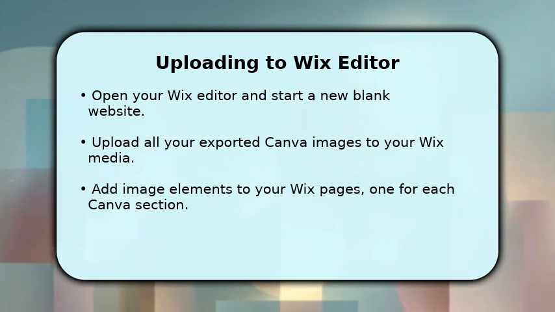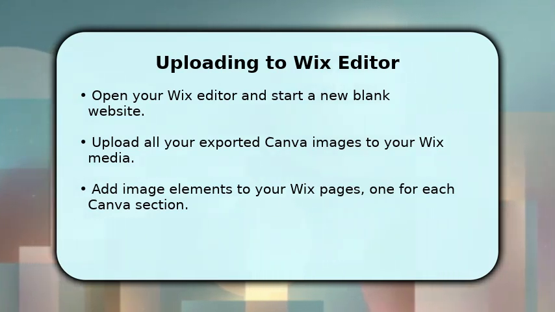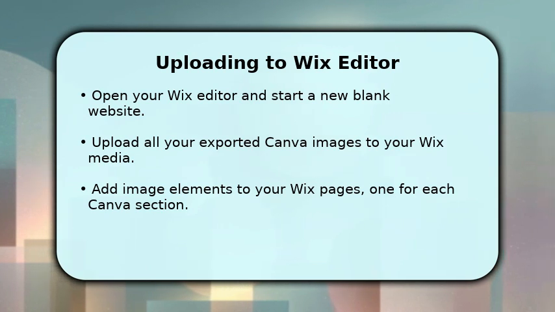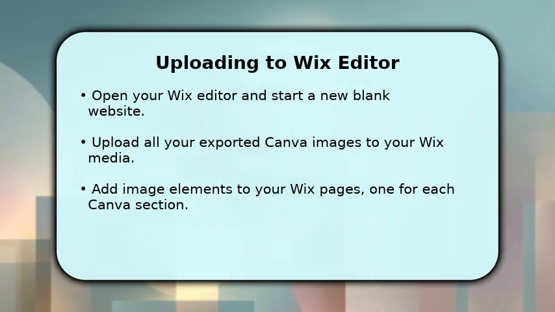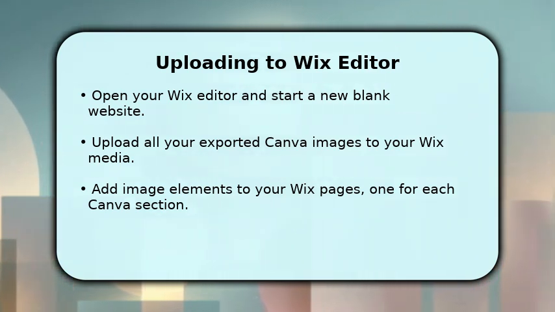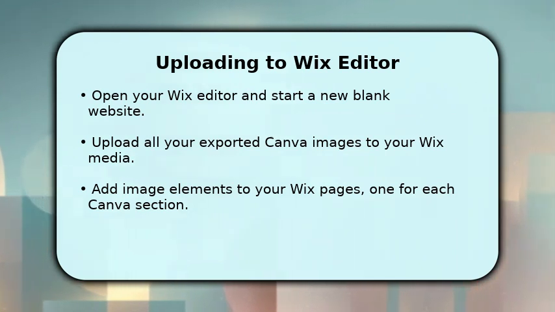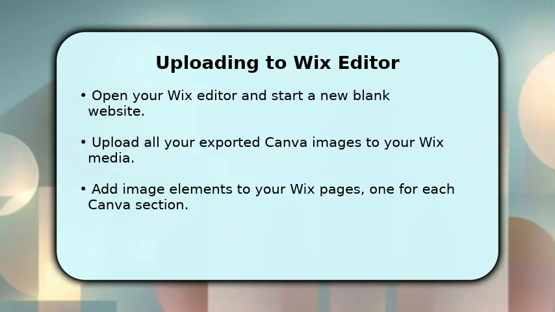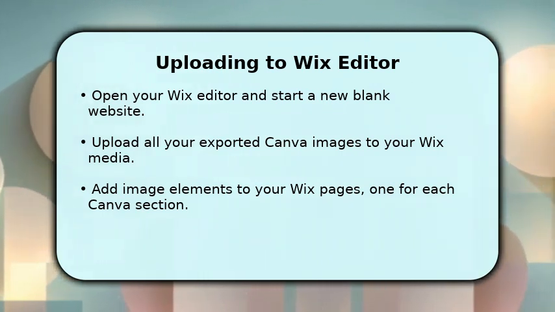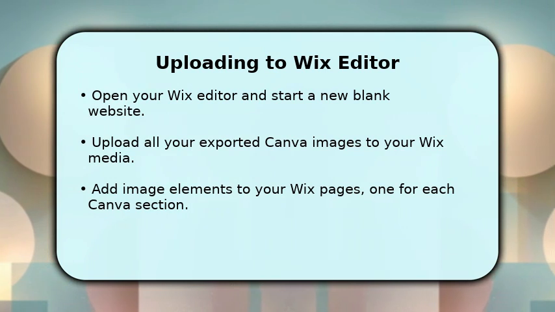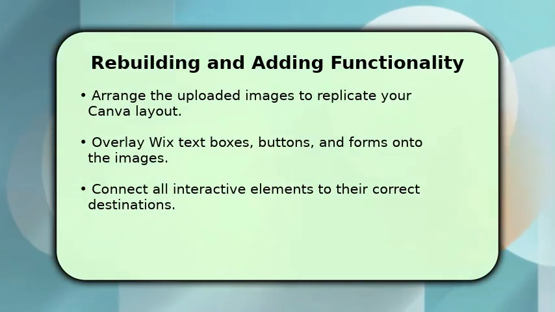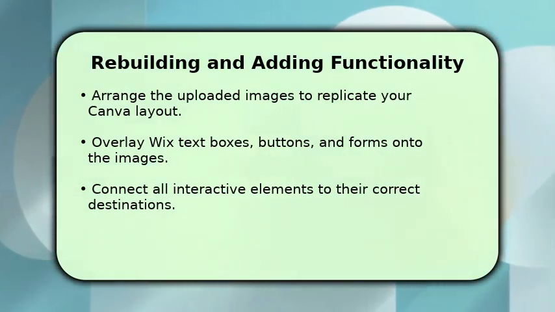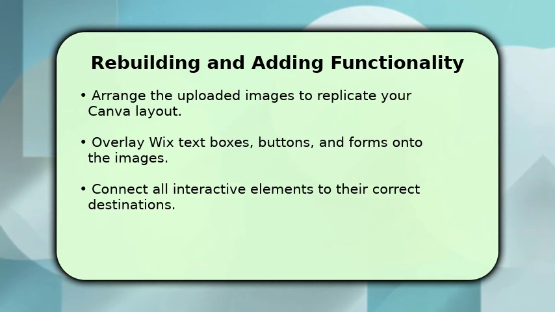Now, head over to your Wix account and create a brand new blank website. Access the Media Manager within the Wix editor and upload all the images you exported from Canva. For each section of your Canva design, add an image element to your Wix page. This allows you to place your visual design elements precisely. Carefully arrange these images on your Wix pages to perfectly match the layout you created in Canva.